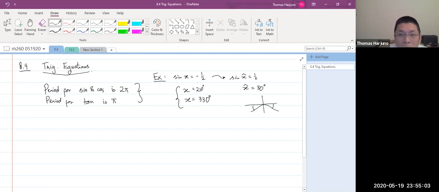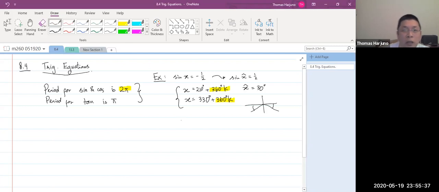Okay, now, but these two answers are the answers in the first period between 0 to 360. If I want to have all the solutions, including angles beyond 360 or negative angles, then I will add 360 degrees K, because the period for sine and cosine is 360 degrees or 2 pi.